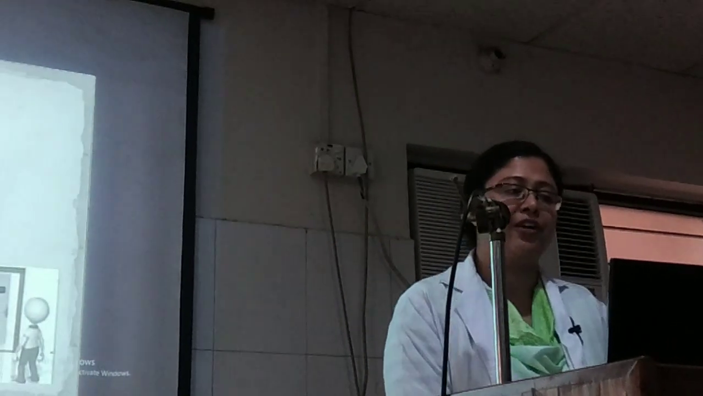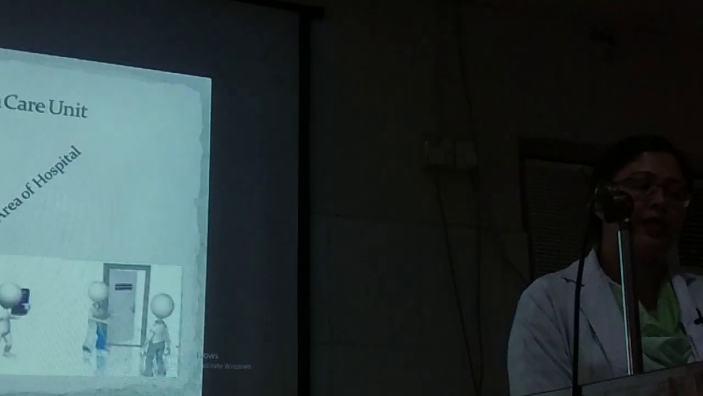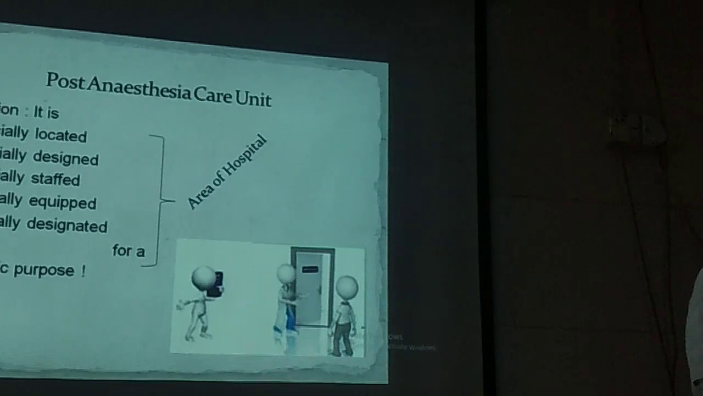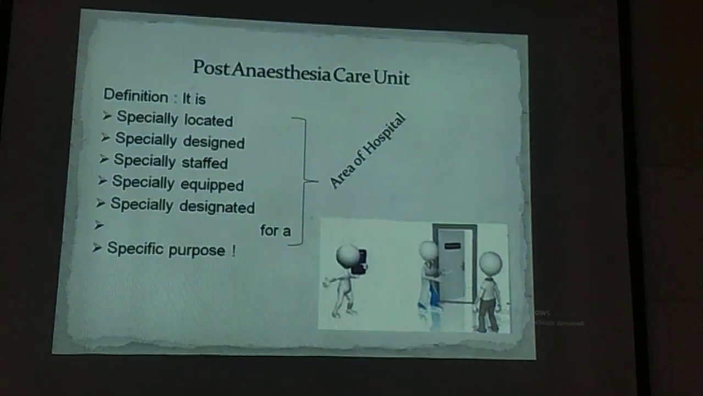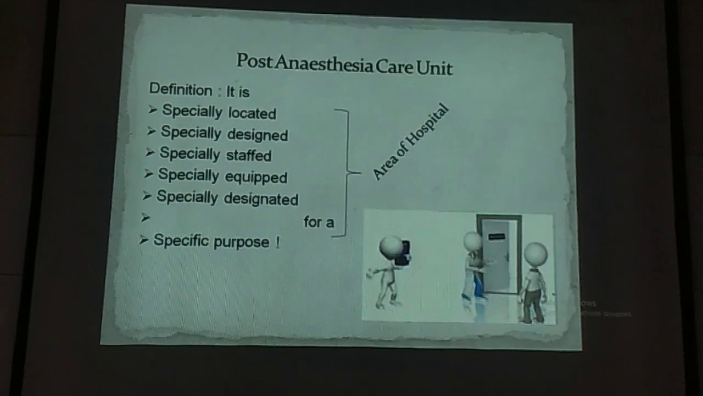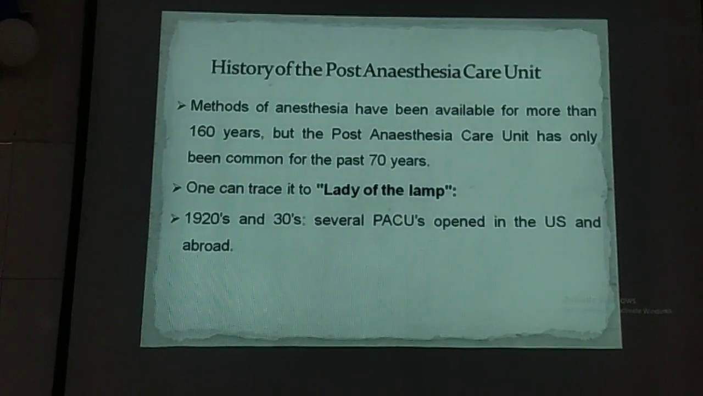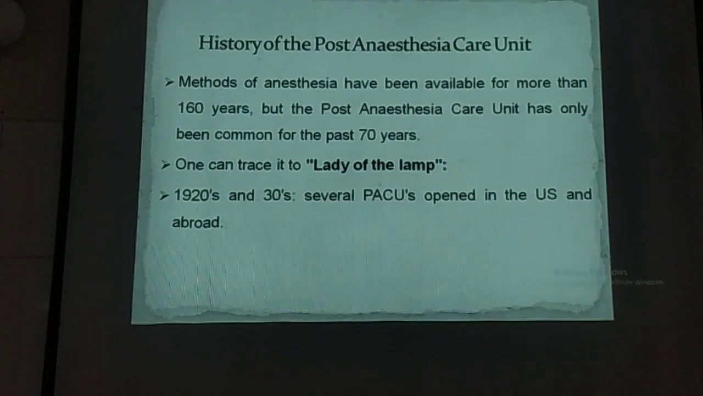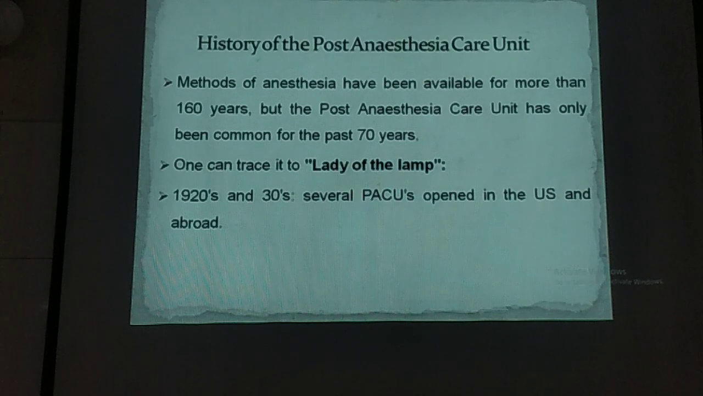Post-anesthesia care unit. Definition. It is a specially located, specially designed, specially staffed, specially equipped, specially designated area of the hospital for a specific purpose. History of post-anesthesia care unit. Methods of anesthesia have been available for more than 160 years, but the post-anesthesia care unit has only become common for the last 70 years. One can trace it to the Lady of the Lamp.